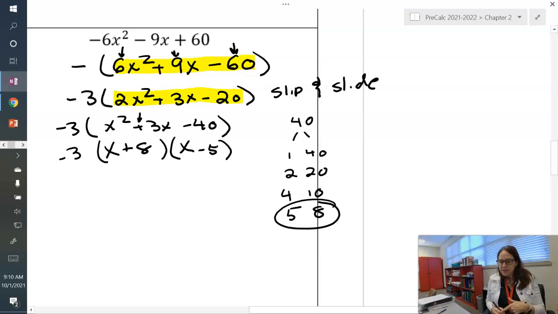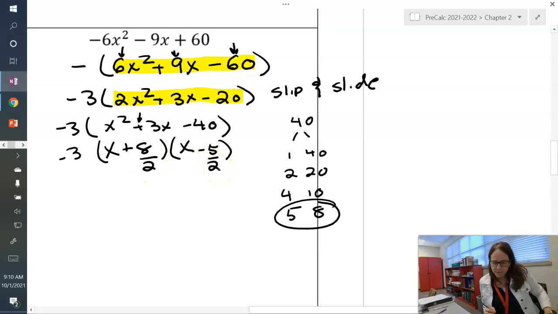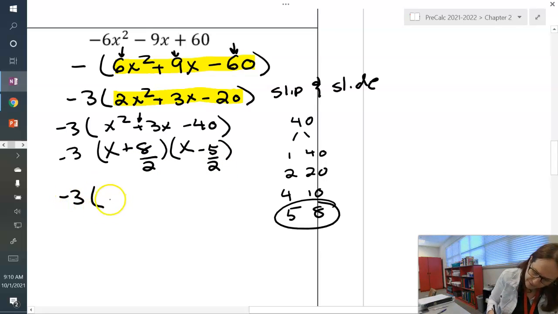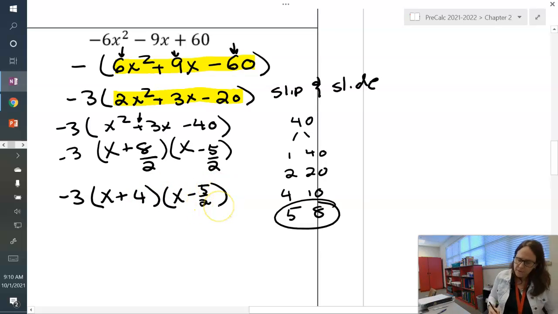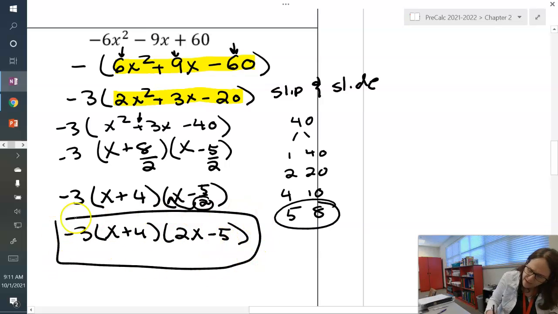Okay, now we've done the slip. Time to slide. I slipped a 2, so I'm going to slide my 2. Next is divide. So here I get a whole number, I get 4, because 8 over 2 is 4. Okay, so I was able to completely reduce that one. I'm going to leave the x plus 4 alone. Bottoms up. So negative 3, x plus 4 times 2x minus 5. And that's your factor.